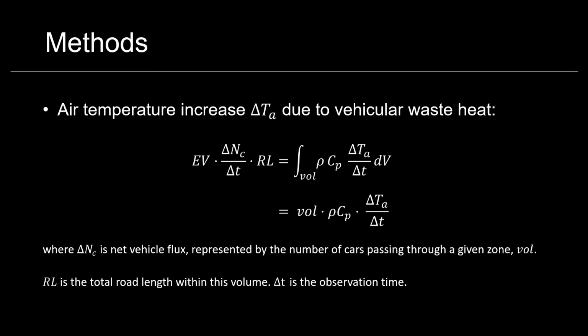The air temperature increase in one control volume due to vehicular waste heat can be understood as all the waste heat discharged by the passing vehicles being totally used to heat up the surrounding air inside this control volume. This process can be represented by the equation here, where delta NC is the vehicle flux. It is the number of cars passing through this control volume, and RL is the total road length within this control volume. Delta T is the observation time, which can be cancelled on both sides.